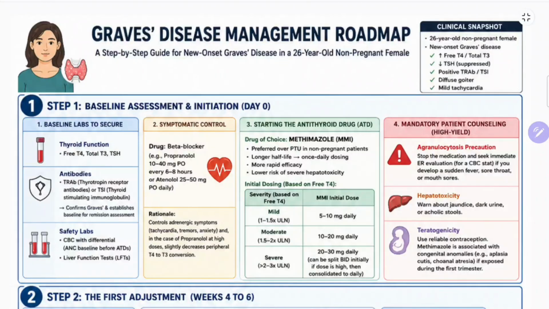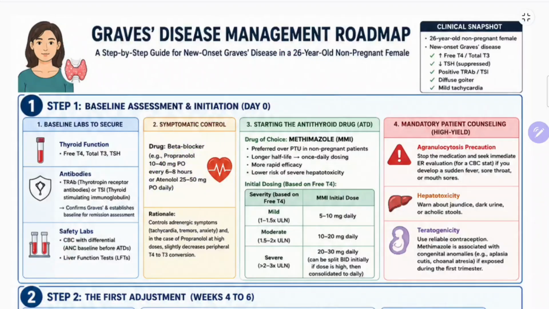Okay, so we already have thyroid function tests and antibodies, and this is also important, CBC and LFT. These are baseline because these anti-thyroid drugs can cause agranulocytosis and hepatitis, acute hepatitis. So for knowing that, we should have a baseline CBC and LFTs.